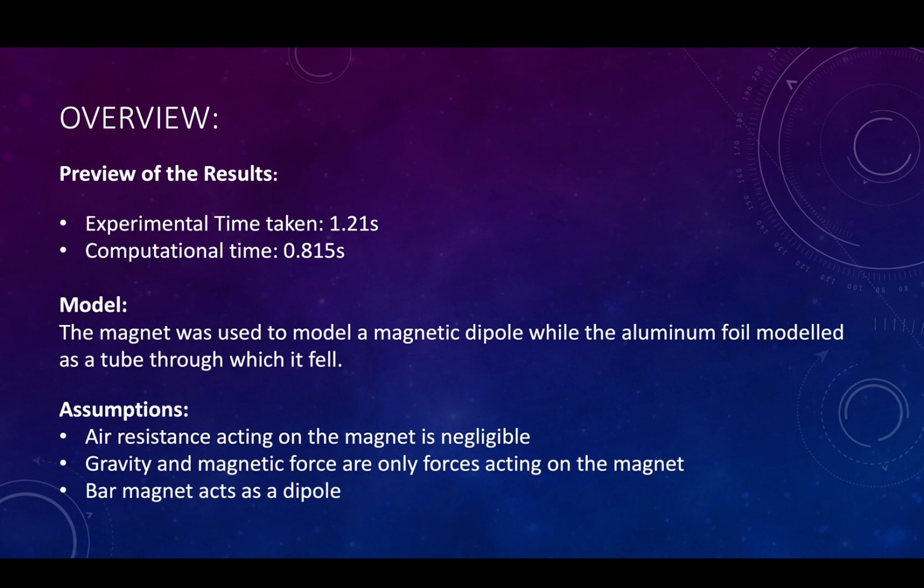For the overview of the results, the experimental time taken is 1.21 seconds and the computational time taken is 0.815 seconds. The magnet was used to model a magnetic dipole while the aluminum foil modeled the tube through which it fell. The assumptions in this experiment are that air resistance acting on the magnet is negligible, gravity and magnetic force are the only forces acting on the magnet, and the bar magnet acts as a dipole.